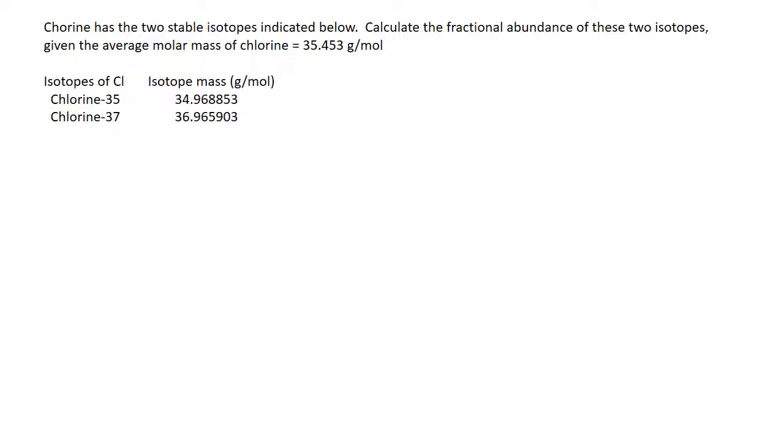Let's do one last problem where I can use my knowledge of weighted averages to calculate fractional abundance of the 2 isotopes of chlorine, chlorine 35 and chlorine 37. So chlorine has these 2 stable isotopes with their masses given. I want to calculate the fractional abundance given that the average molar mass of chlorine from the periodic table is 35.453 grams per mole. Now, I will use my knowledge of weighted averages knowing that the fractional abundances of my 2 isotopes have to add up to 1. So if I assign X as the fractional abundance of chlorine 35, the fractional abundance of chlorine 37 must simply be 1 minus X.